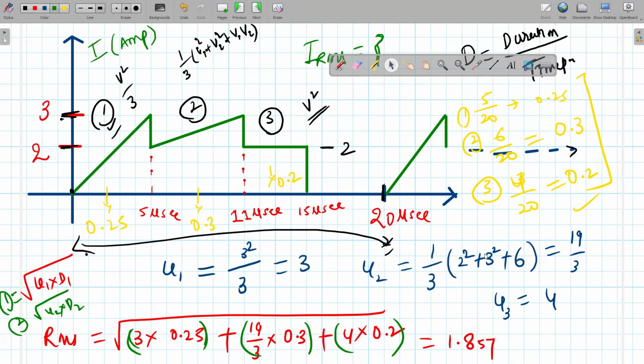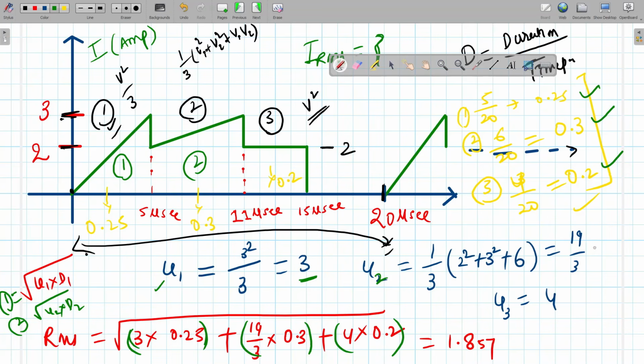Sir, 1.06. See, you got the duty ratios, first one, second one, third one: 0.25, 0.3, 0.2. First waveform is correct. Again, U1 is equal to V square by 3, so 3 square by 3 is equal to 3. You got this one, 3.